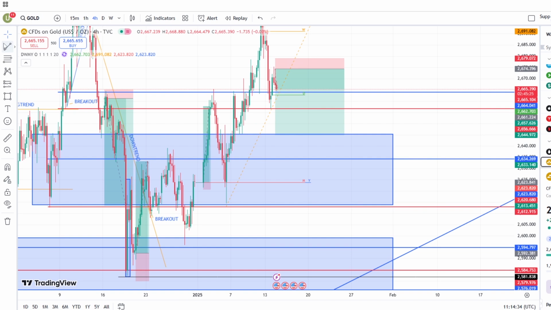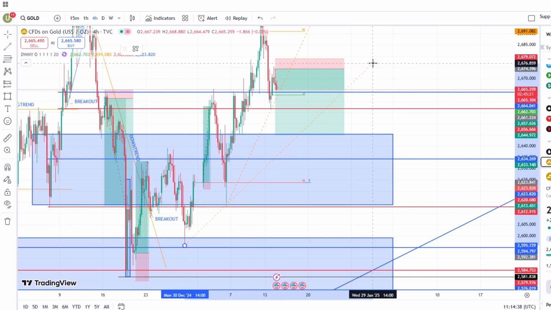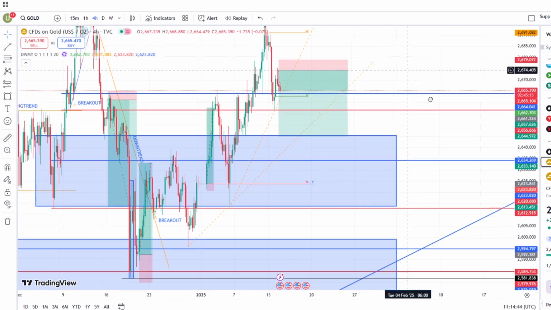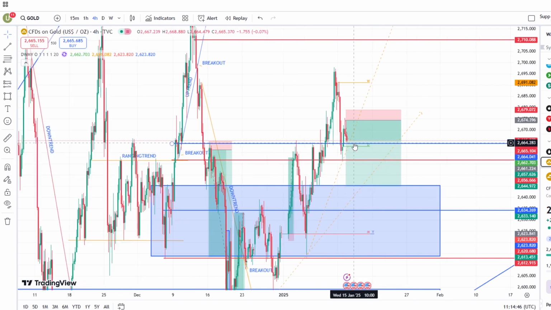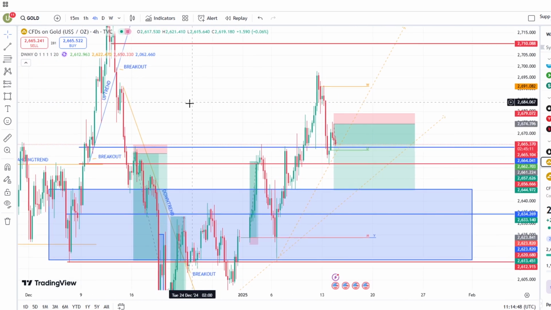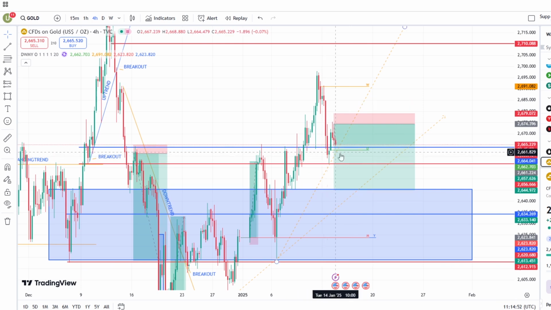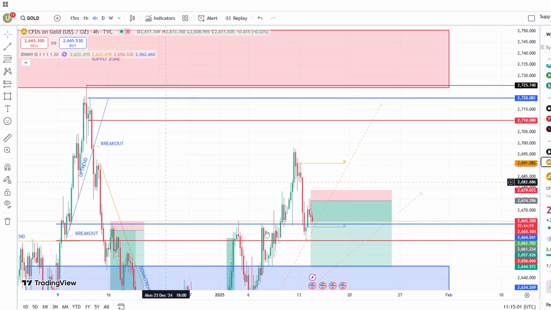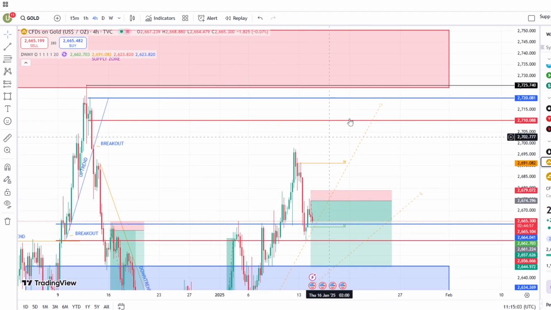because at first I thought this was the uptrend, thinking gold will come further down to retest this trend line, but now I'm of the thought that the market is going to push up from here, go to the supply zone. I'm 100% convinced that the market is going to push up.